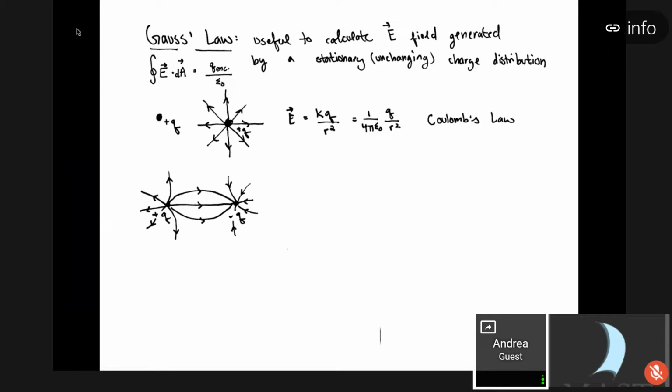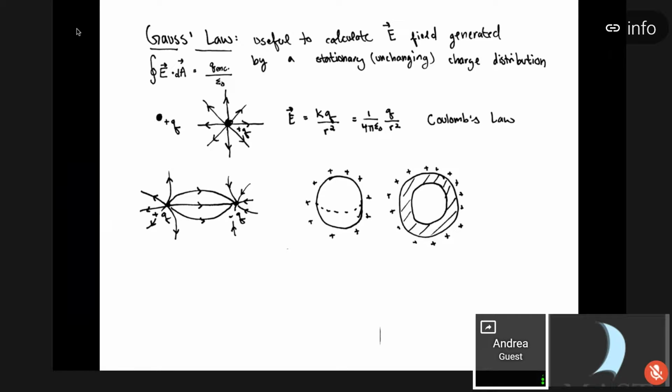But what about a more complex charge distribution? What if you have something like a spherical conducting shell with charge distributed on the outer surface, or a solid conductor with charge distributed on the outer surface? Maybe you know how to use Coulomb's law for this, but maybe you don't. And what if you have something even worse, like a spherical conductor inside of a spherical shell?